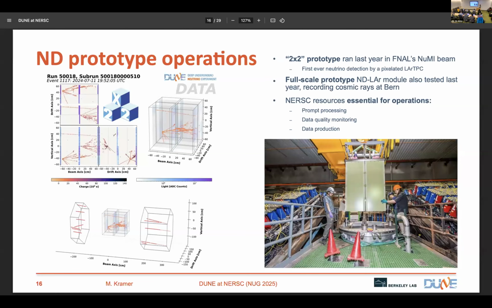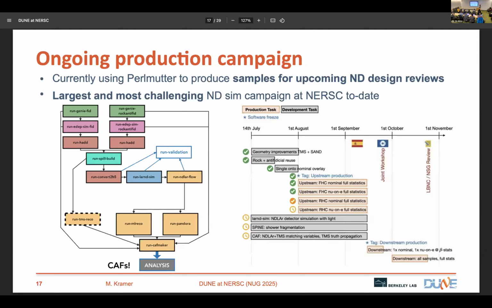So we ran this last year, and NERSC worked great for all kinds of operational needs, for our prompt processing, for data quality monitoring, for offline production. That was all done at NERSC. And now we're gearing up for run 2. This year, we don't have a neutrino beam, so we're taking data with a bunch of radioactive sources to better understand our detector. And we actually ramped up the high voltage this morning, so that's why I got here late. But yeah, it's an exciting day.